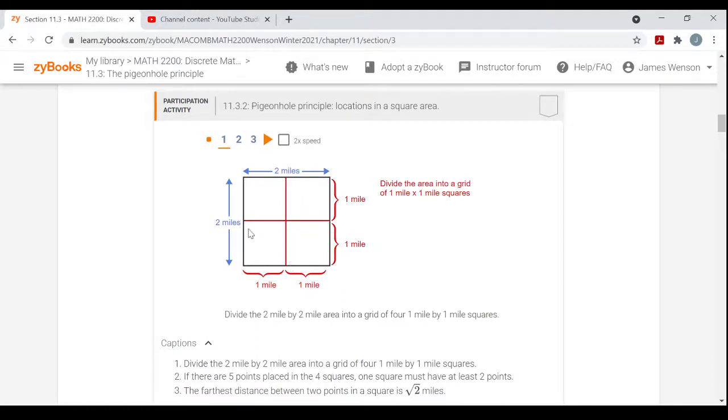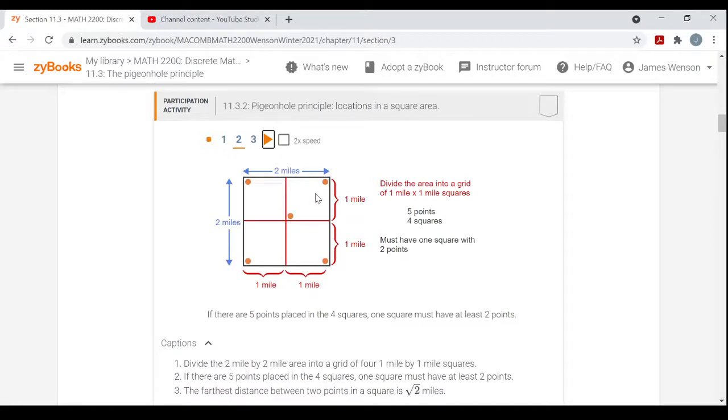And if they do it this way, each of these squares is now a mile by a mile, right? A nice square mile in each of these. Now the largest distance, they go even further, right? Say they tried to keep them as apart as possible. Well, if you place these at the corners, one in each of these squares, the 5th store has to go in one of these squares again, right, by the pigeonhole principle.